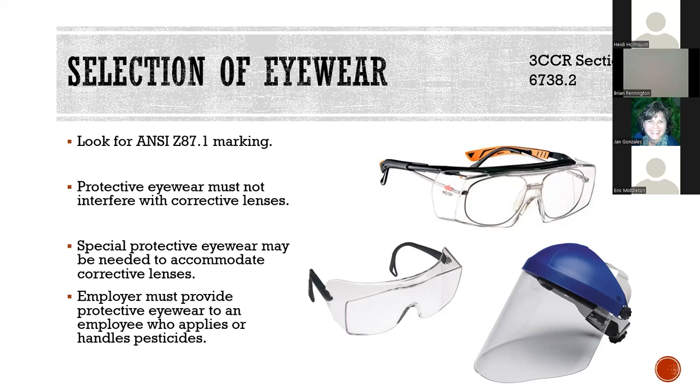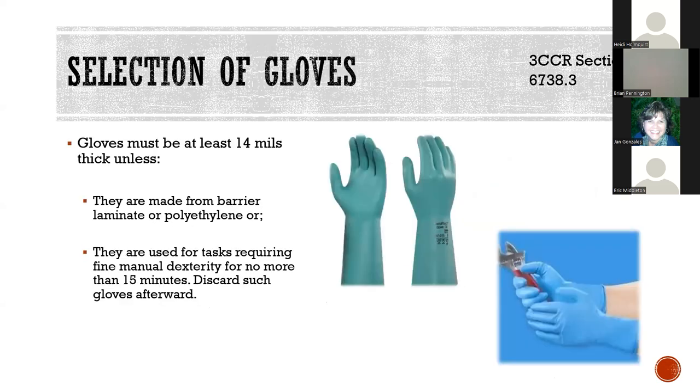So yeah, an employer has to provide protective eyewear to an employee who applies or handles pesticides. So employers, you guys are responsible for providing your employees and protecting them. Selection of gloves. So gloves have to be at least 14 mil thick. That's kind of what we go by, unless they're made from barrier laminate or polyethylene. And that's basically all that we're looking for.